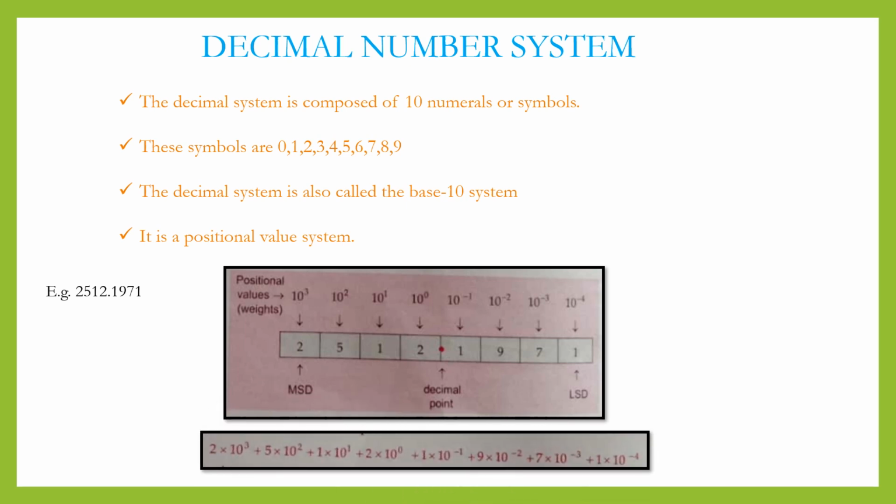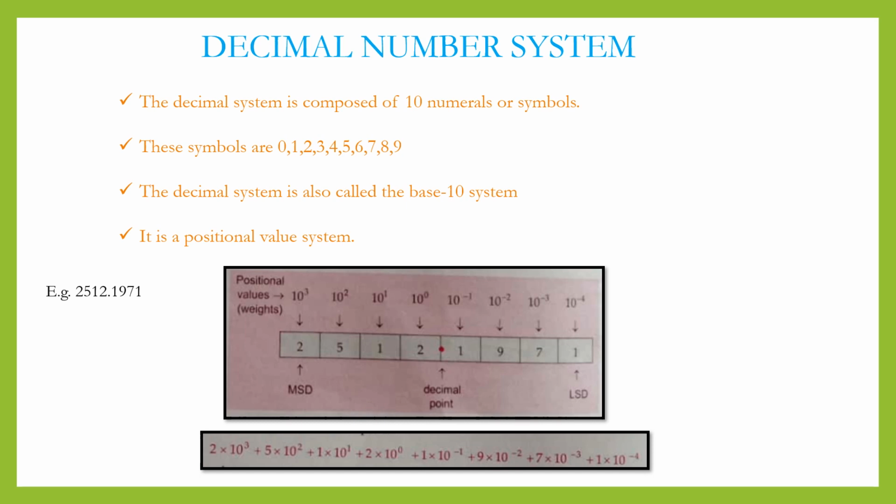First number system is decimal system. It is composed of 10 numerals or symbols. Here deca means 10. That's why this system is called decimal system. And these 10 symbols are 0, 1, 2, 3, 4, 5, 6, 7, 8, 9. By using these symbols, we can express any quantity. The decimal system is also called the base 10 system because it has 10 digits, and it is a positional value system in which the value of a digit depends on its position.